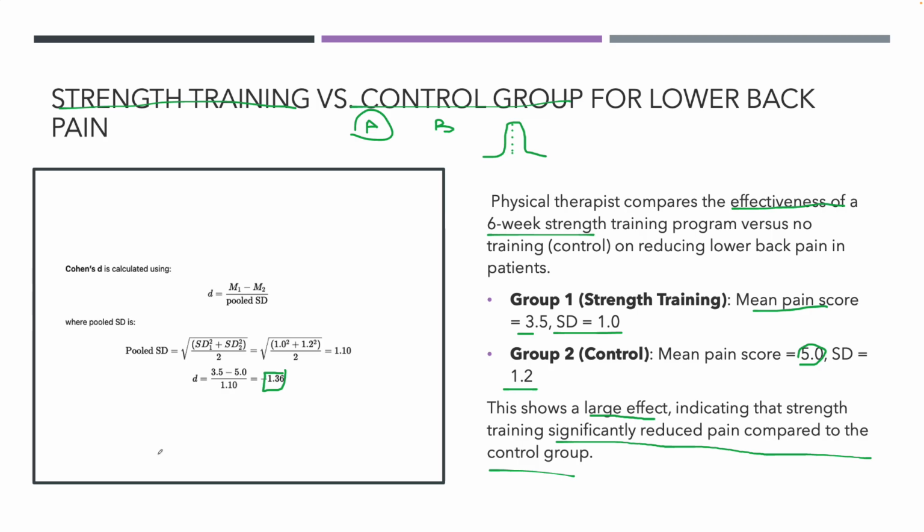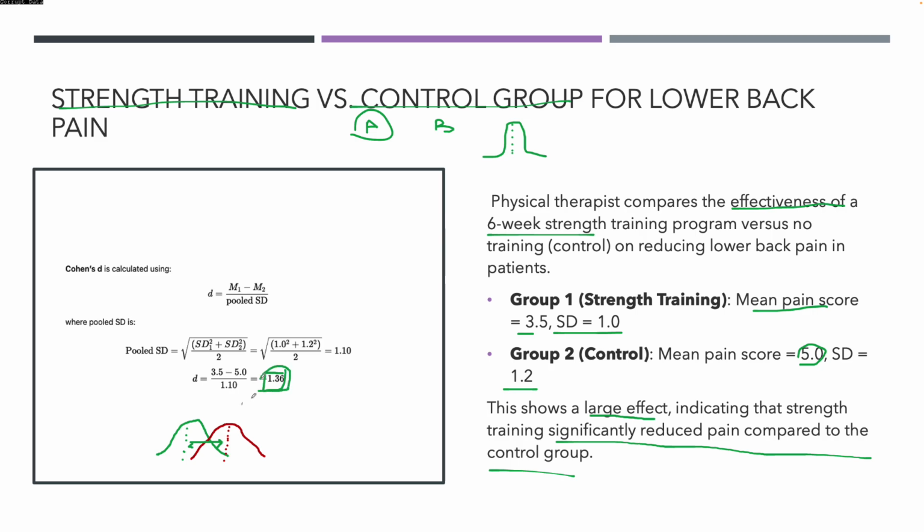So just to go back to my pictures, that would look like this. Let's say that's strength training, and let's say that this is control, right? And it's taking into consideration the mean and the standard deviation, right? So that would look like this. Here's the mean of the control. Here's the mean of the strength training. And it's saying that there is a significant difference between these mean values that take into consideration the standard deviation. And it's saying that it is a pretty strong effect.